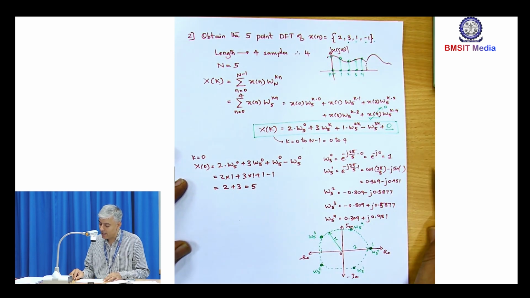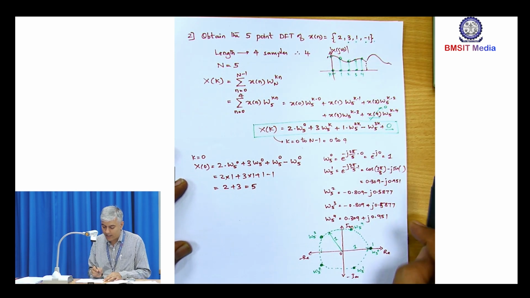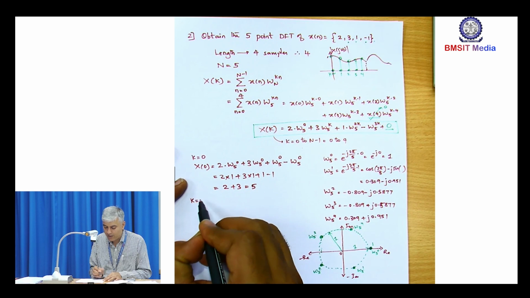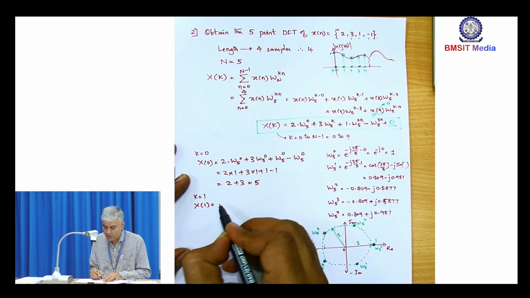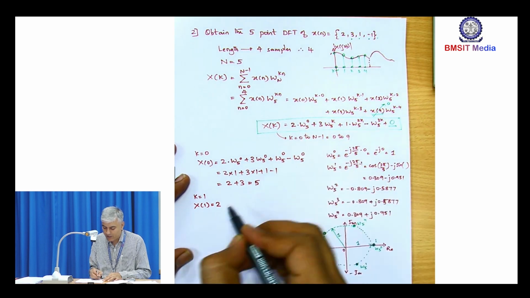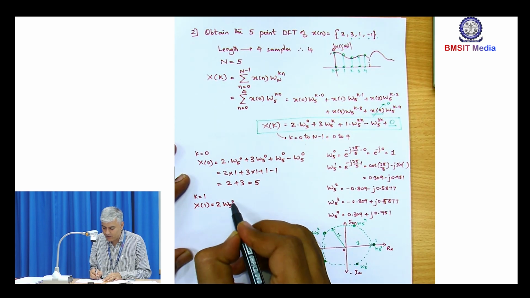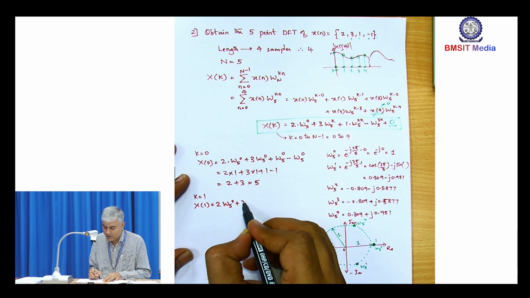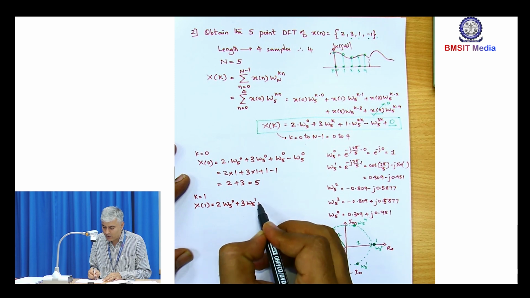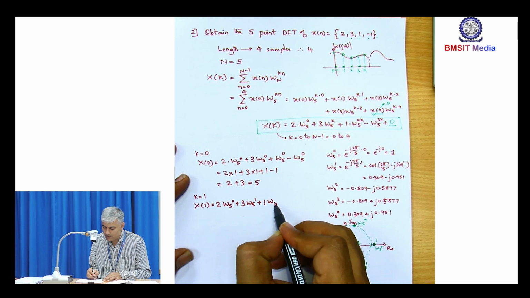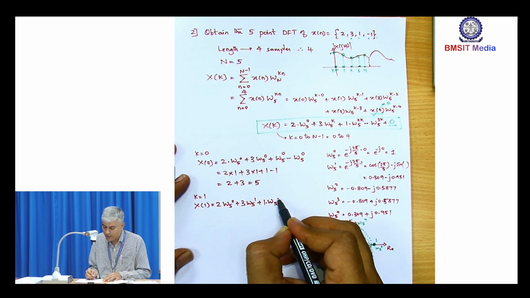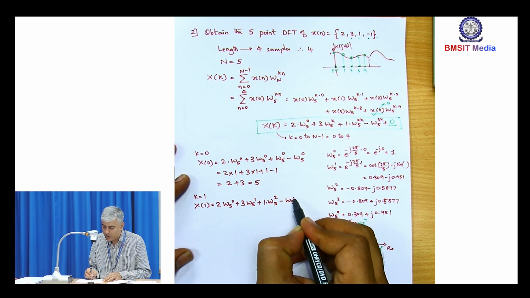Similarly, we can take up k equal to 1, we can find out X of 1 is equal to, from the boxed expression here, W5 raised to 0 plus 3 into W5 raised to 1 plus 1 into W5 raised to 2k, which is just 2, minus W5 raised to 3k.